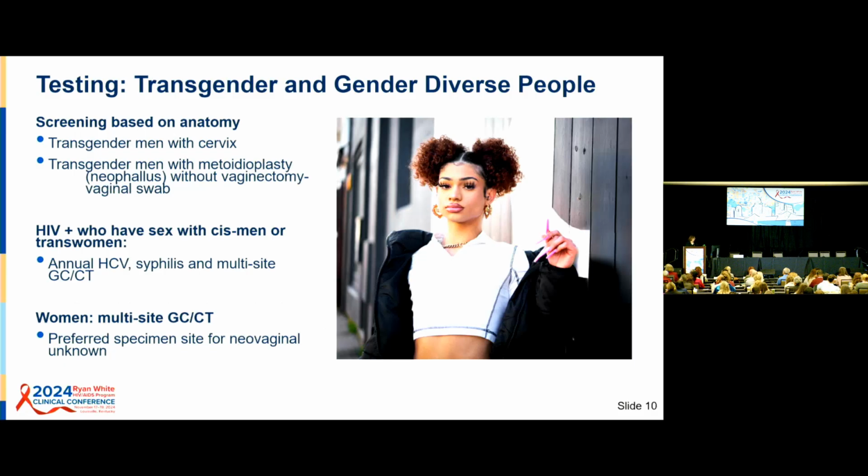For testing transgender and gender diverse populations, the emphasis and the discussion is around testing based on anatomy. So transgender men with a cervix need to be tested at that site. Transgender men with a neophallus without vaginectomy need to have a vaginal swab. So just think about what anatomy is there and test at those sites.